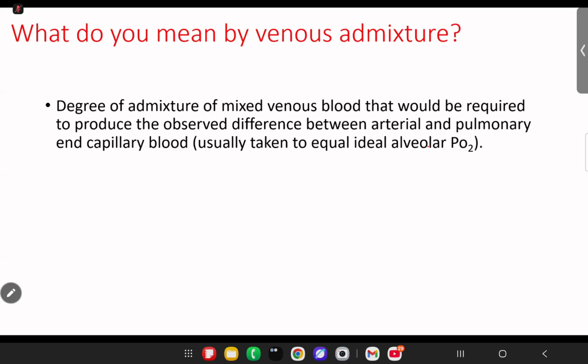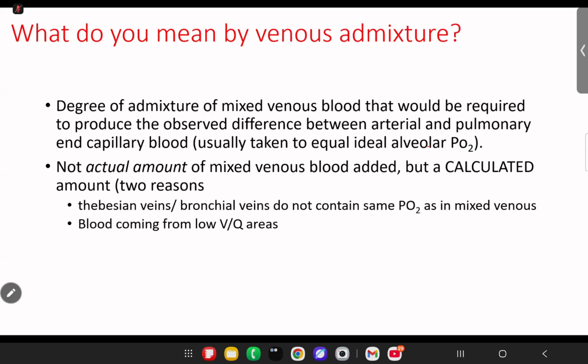So basically, you can say this is basically a shunt. This is not a clinical condition. Venous admixture is just trying to assess how much venous blood is required to produce this observed difference. So basically, we use it in shunt. You can call it a shunt, but venous admixture is just a mathematical way of expressing how much venous blood would be required to produce this. Not the actual amount of mixed venous blood, but a calculated amount.